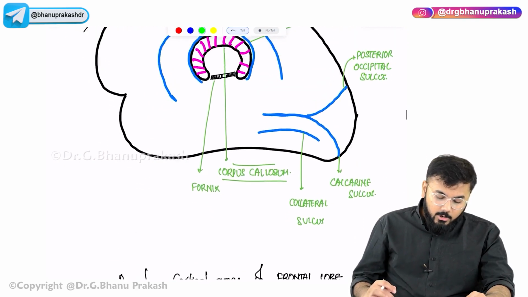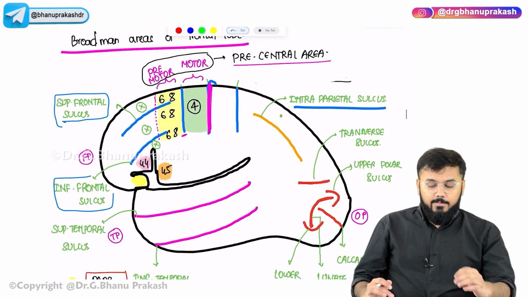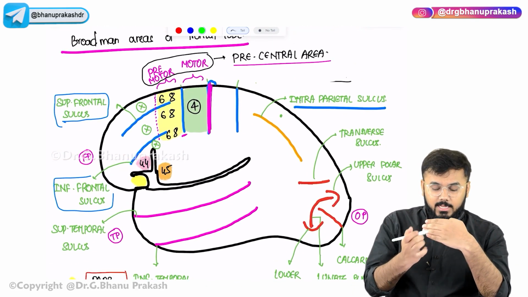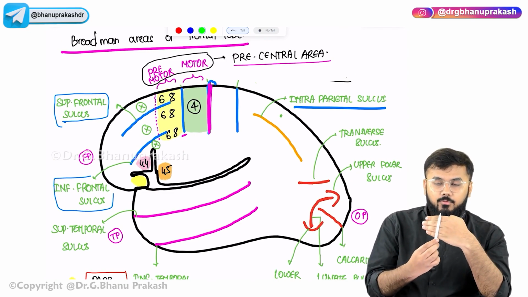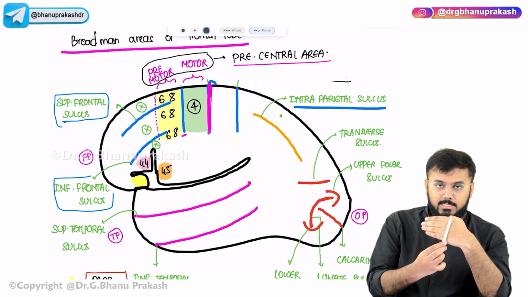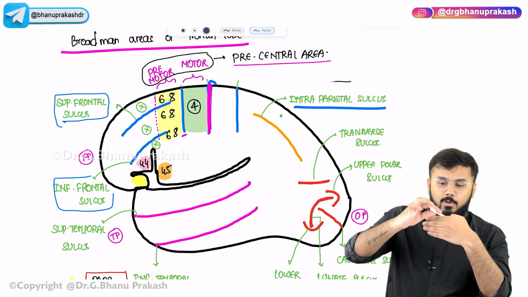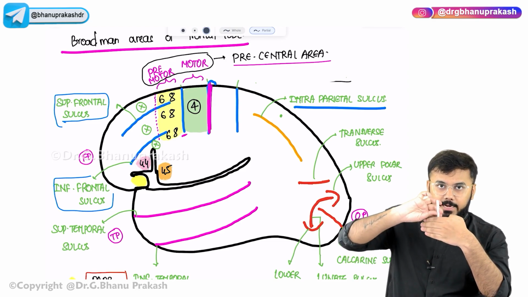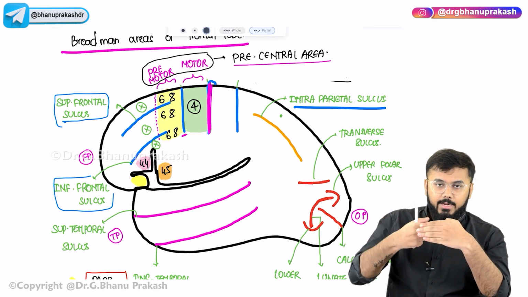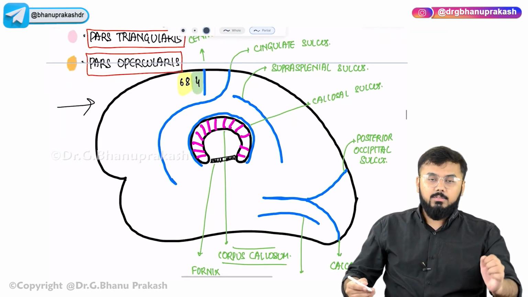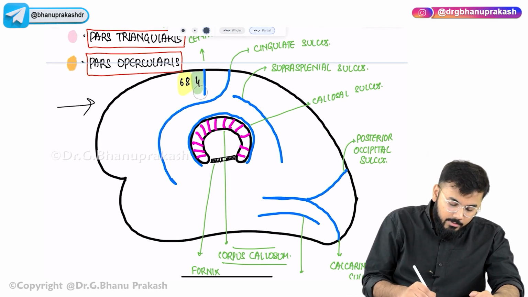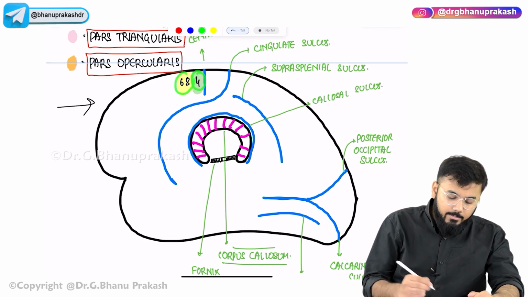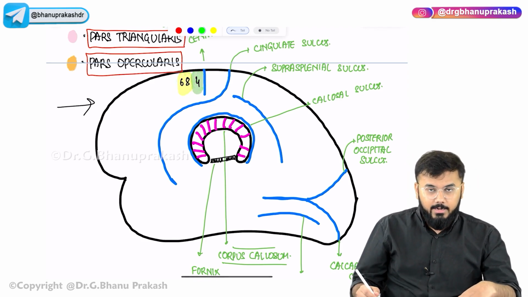Now, let us look at this important thing, that this is a supralateral surface. Here I have got area number 4. Here I have got area number 6 and 8. Now, when this area number 4, area number 6 and 8, they come medially towards me, right? When they come medially, how does the picture look? This is how the picture looks. So, this is area number 4 and this is area number 6 and 8 which is located medially, okay?